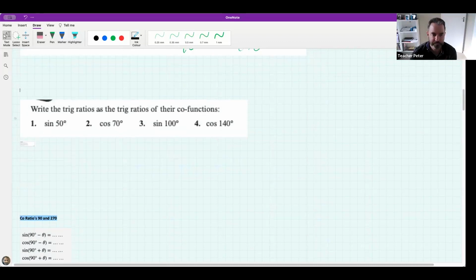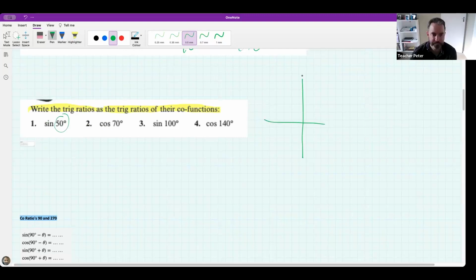So here's an example, we'll do it together. Write the trig ratios as the trig ratios of their co-functions. The co-function of sine is cos. The co-function of cos is just sine. And so all we need to do for co-ratios is write the acute angle in terms of the nearest vertical axis.